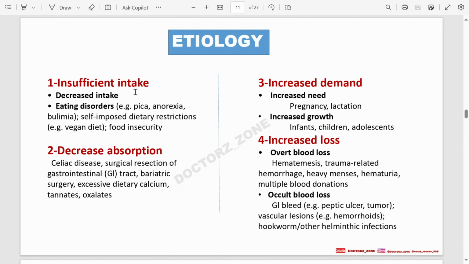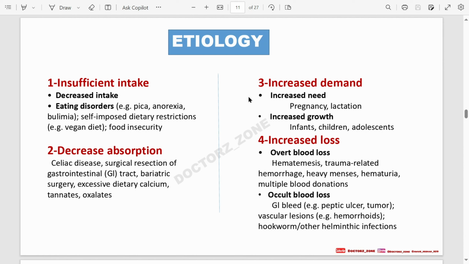First, there is insufficient intake. Maybe there is decreased intake, or there is an eating disorder like pica, anorexia, bulimia, self-imposed dietary restrictions, and food insecurity. The second cause is decreased absorption due to celiac disease, inflammatory bowel disease, surgical resection of the gastrointestinal tract, or excessive dietary calcium and oxalates.